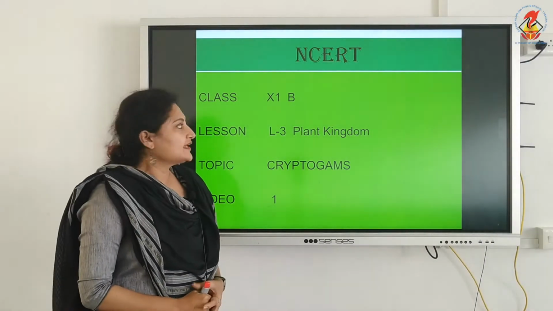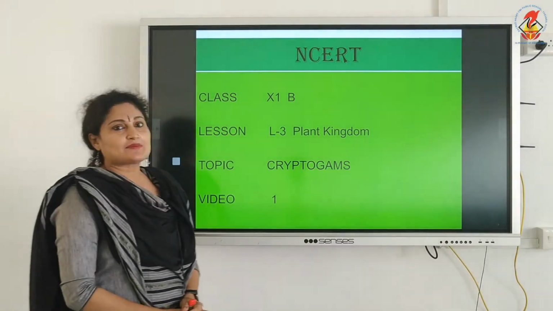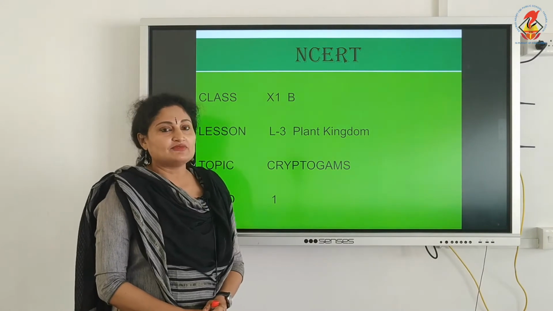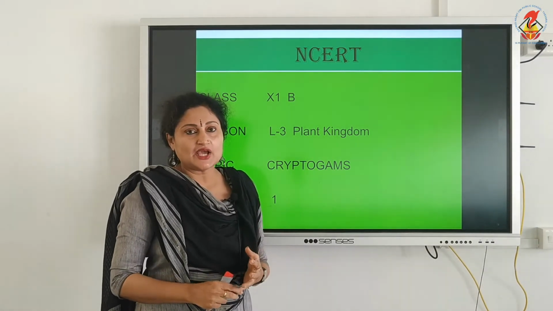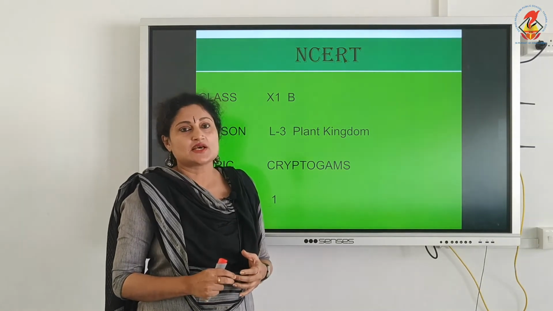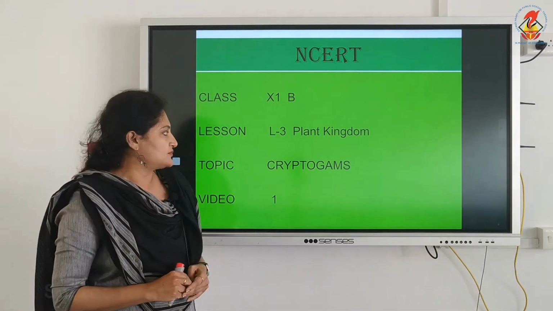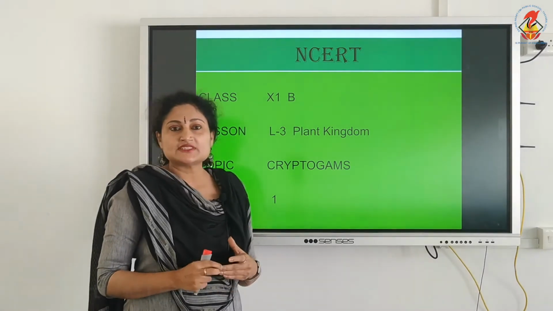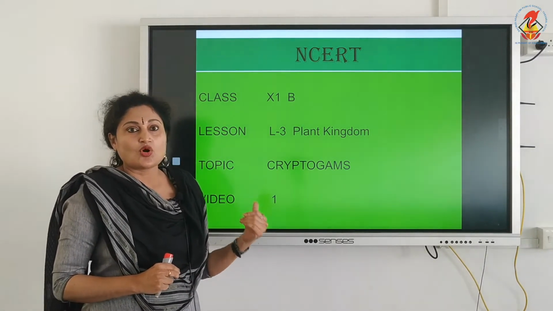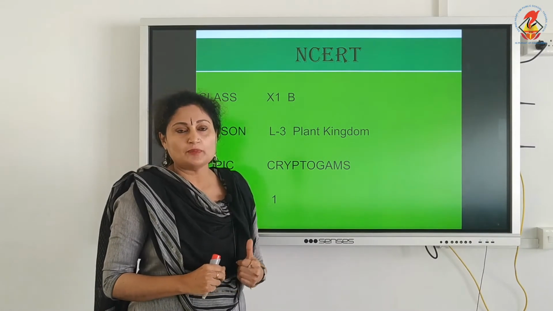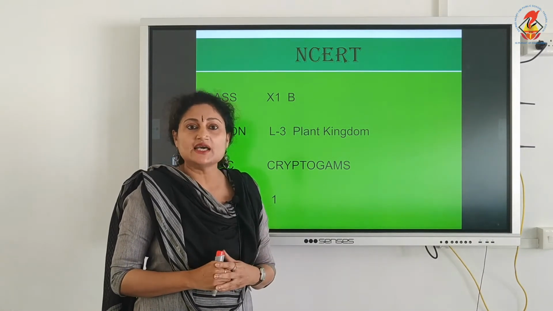Hello children, in this video I'll be dealing with chapter 3, plant kingdom, and we know plant kingdom comprises 5 divisions: algae, bryophytes, pteridophytes, gymnosperms and angiosperms. Now I'll be dealing with the first 3 divisions, which come under cryptogams, that is non-seed bearing plants or plants whose reproductive organs are hidden.